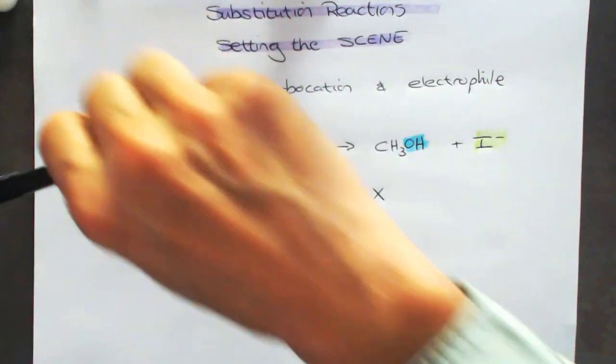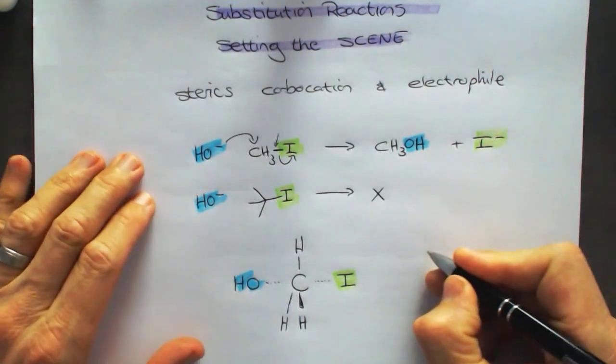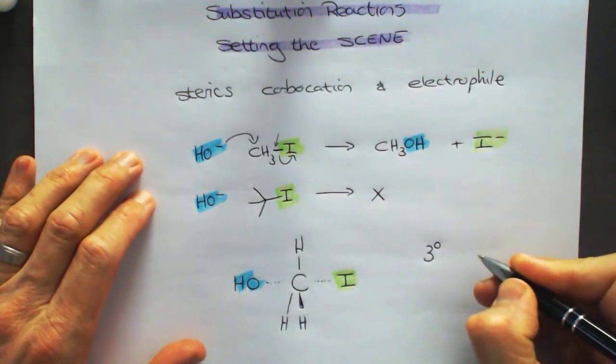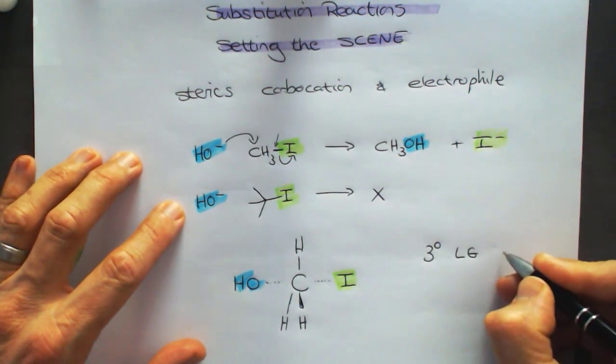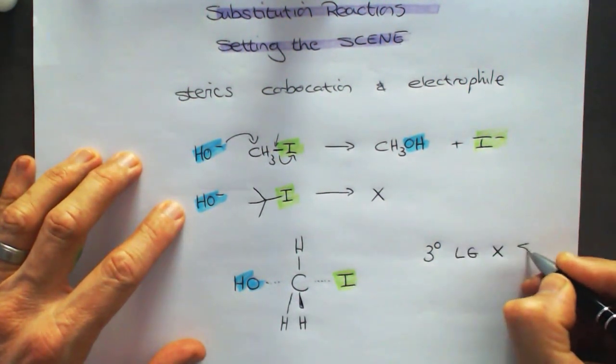Now, the rule that we follow here is that tertiary leaving groups do not undergo SN2.